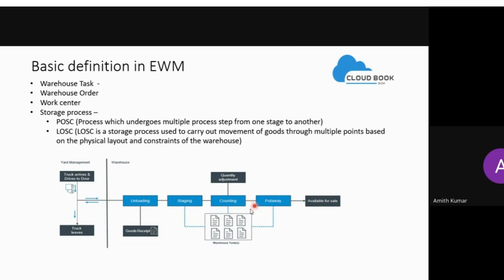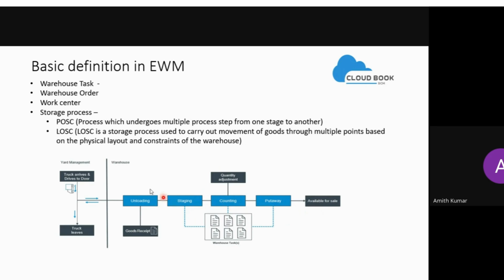So how do we configure this in a system? In the conventional way, if you don't go with process-oriented storage control, then the user will have to control a lot of things manually. The user will first have to say that he has done the unloading. Then he will have to do some activity to move it to quality inspection. Then again, he will manually have to move the pallets, the handling units, or the stock, the box, from quality inspection to available for sale. But everything here can be automated.